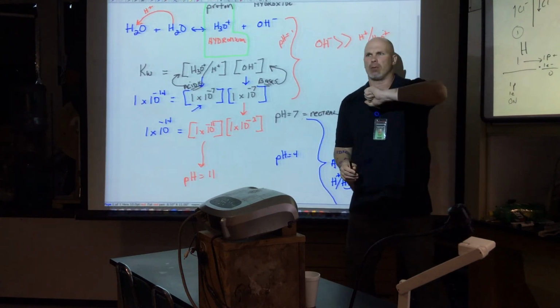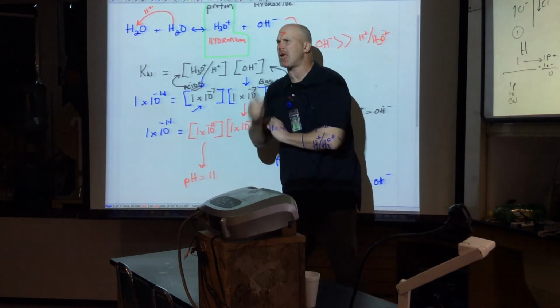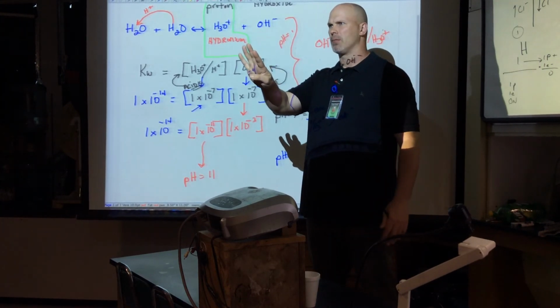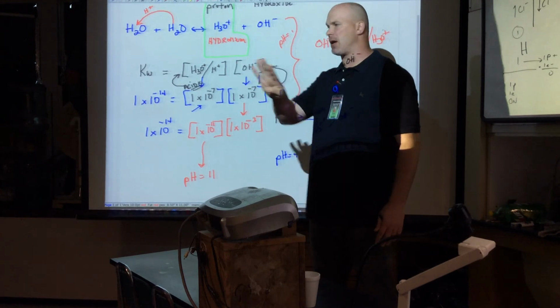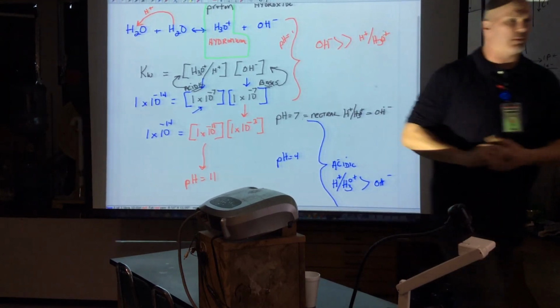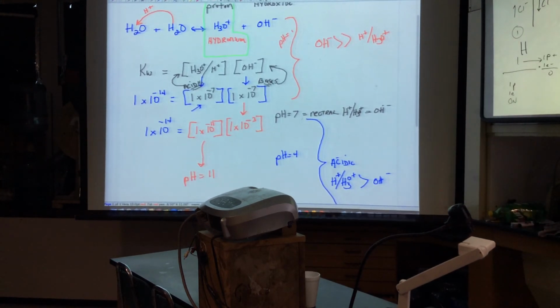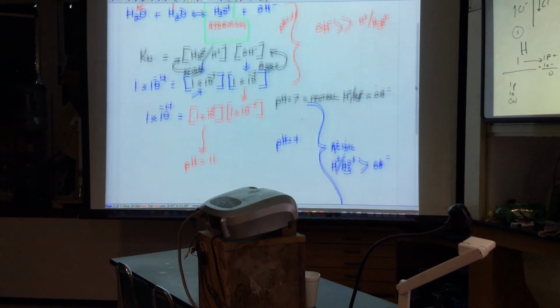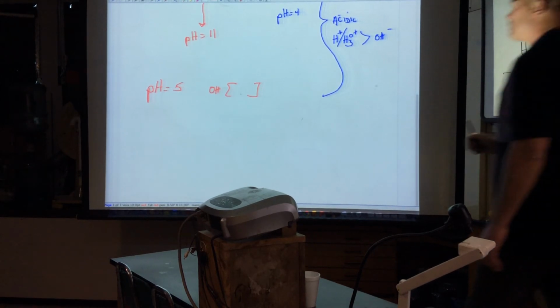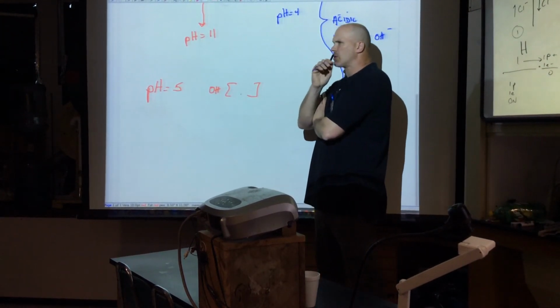What if I did this to you? If the pH is 4, what's the H plus or H3O plus concentration? 1 times 10 to the negative 4. What's the H plus ion concentration if the pH is 11? 1 times 10 to the negative 11. Right. What if I said to you, the pH is 5. What's the hydroxide concentration? Tricky. If the pH is 5, what's the hydroxide concentration?